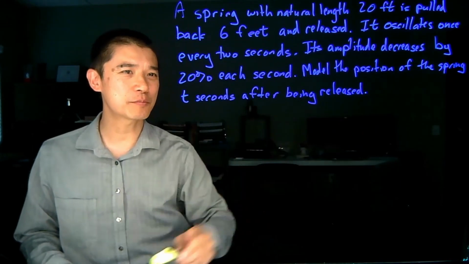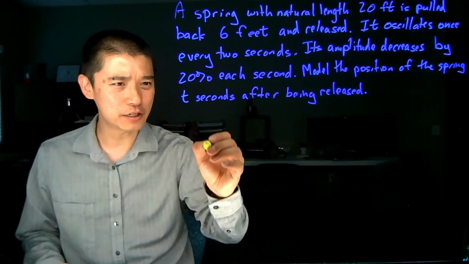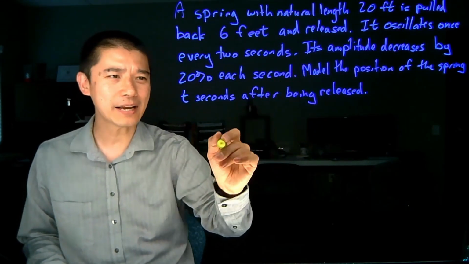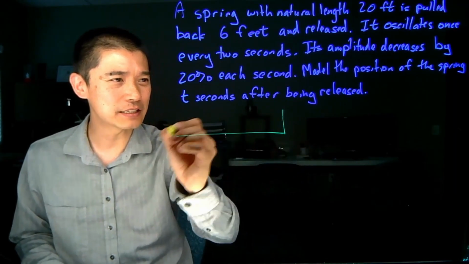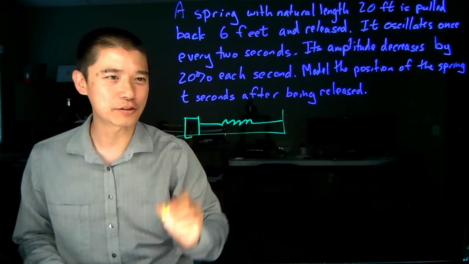Model the position of the spring t seconds after being released. Now, these problems are set up in a number of different ways. Sometimes you have something hanging from the ceiling, but since this says pulled back, the implication, for me at least, is that it's held horizontally. So you've got a spring and it's attached to a thing that you can grab onto.